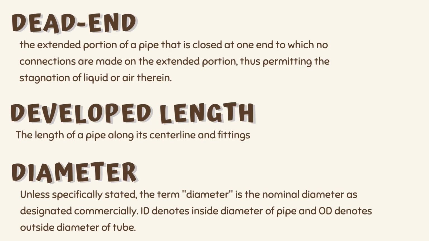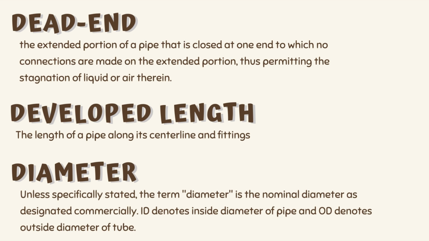Dead end. The extended portion of a pipe that is closed at one end to which no connections are made on the extended portion, thus permitting the stagnation of liquid or air therein. Developed length. The length of a pipe along its centerline and fittings. Diameter. Unless specifically stated, the term diameter is the nominal diameter as designated commercially.